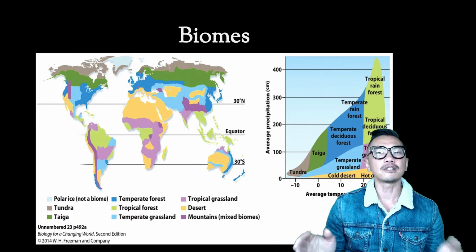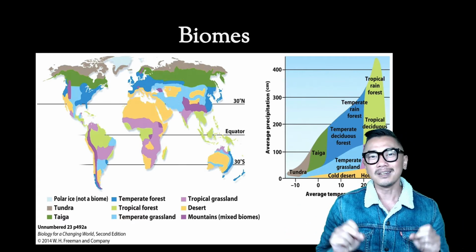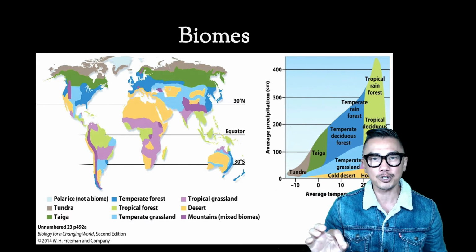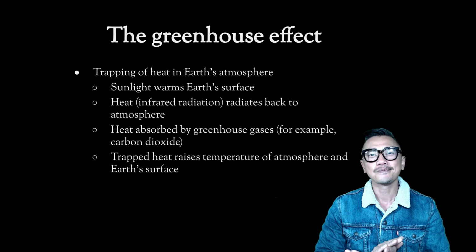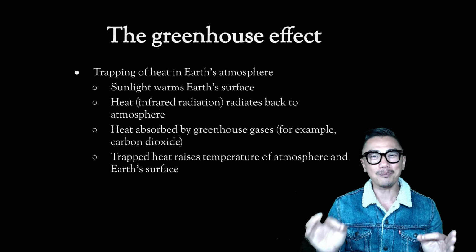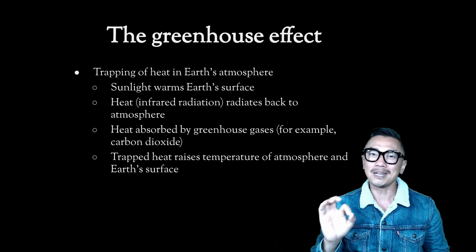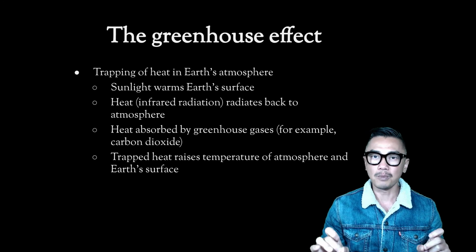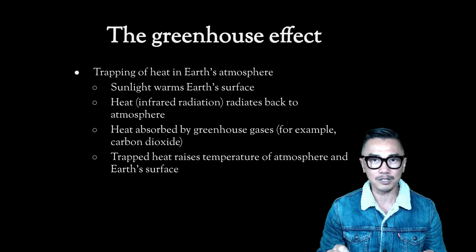This infographic shows how the different biomes are distributed around the world. It also shows how each biome has a distinct average temperature and average amount of precipitation. The greenhouse effect is the trapping of heat in the Earth's atmosphere. The greenhouse effect maintains the temperatures that sustain life on Earth. Too much of the greenhouse effect, however, can cause global warming and climate change.